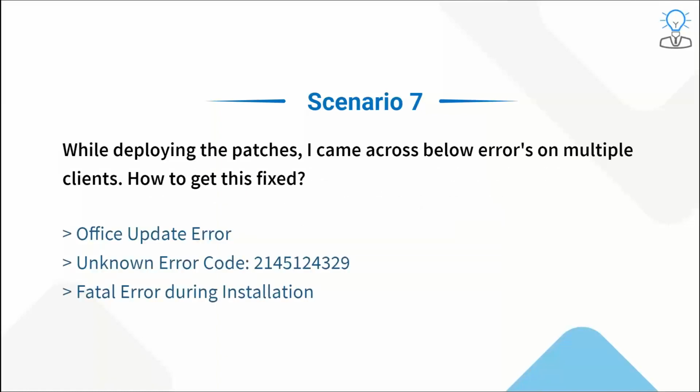While deploying the patches, I came across the below errors on multiple clients. How do I get this fixed? So these errors could be due to multiple reasons, such as file corruption is one among them. And we have a detailed troubleshooting article added into our product console that would help you to overcome the situation. And in case you face issues even after following that, you could very well reach out to the support team with the screenshots and the agent logs, so we will be able to assist you further.